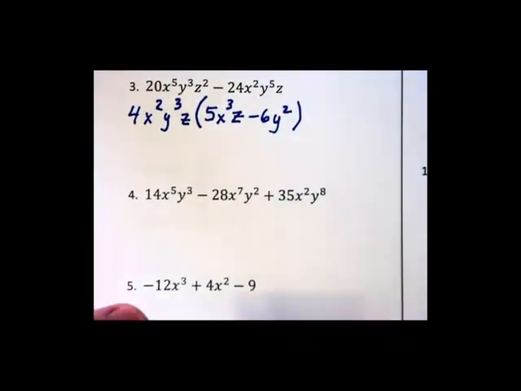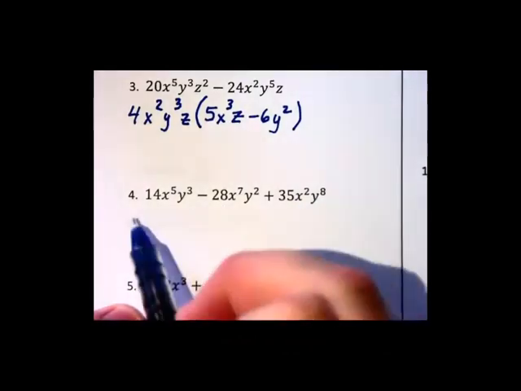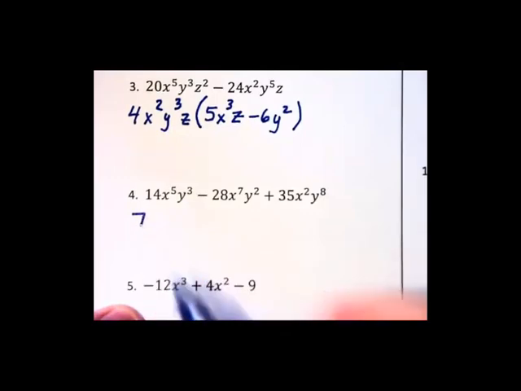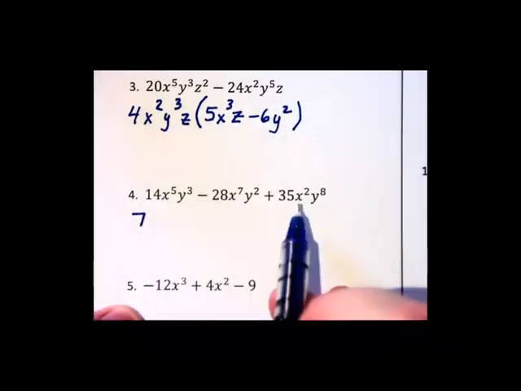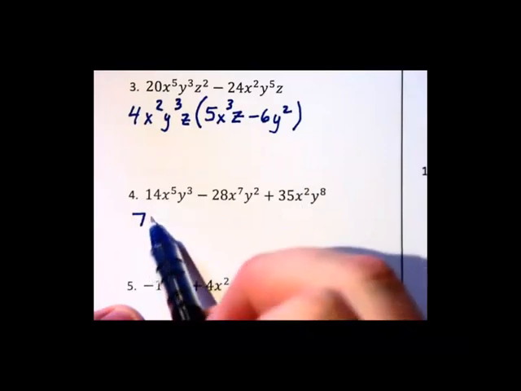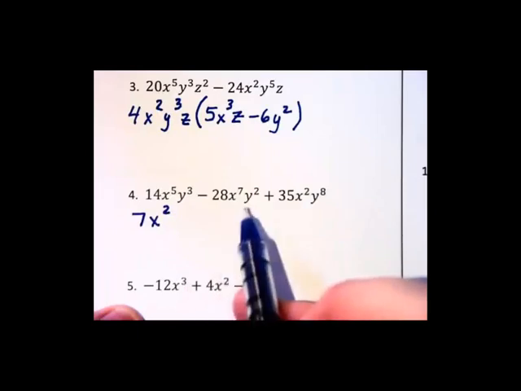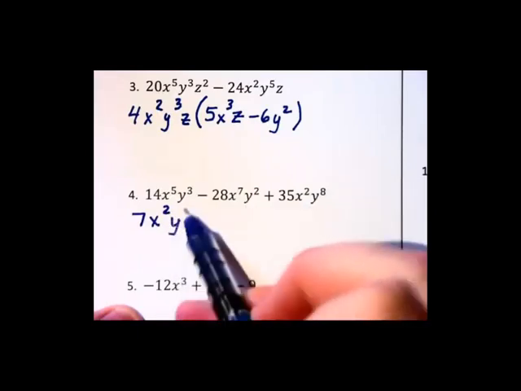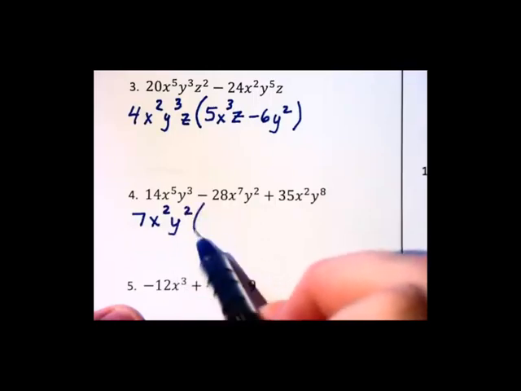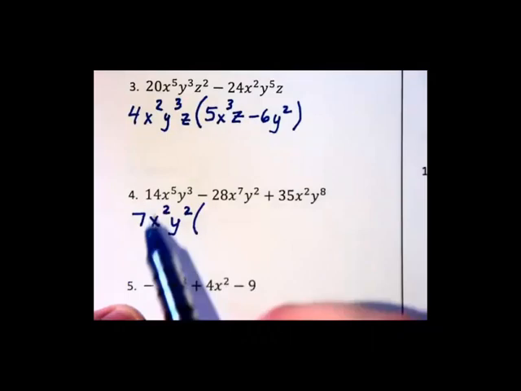Number 4. We're looking at 14, 28, and 35, and we notice that 7 goes into each of the 3. X to the 5th versus x to the 7th versus x to the 2nd. X to the 2nd is the smallest. Y to the 3rd, y to the 2nd, y to the 8th. Y to the 2nd is the smallest of those 3. Now we divide that 7x squared y squared out of each of these 3 terms.